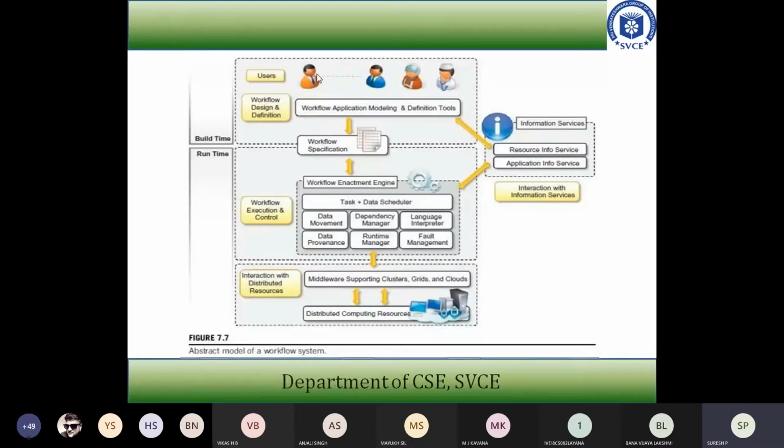So once your workflow design and definition happens here, what are the different resource information services you are going to have? So there is interaction with information services, which means it has to come out of this particular workflow, and what interactions you are going to do with respect to the information services. There are a number of information services. What type of information service you are going to make use of has to be decided during the build time.